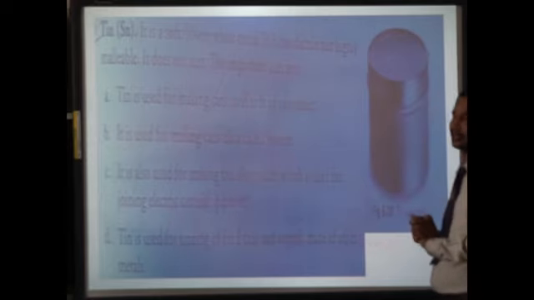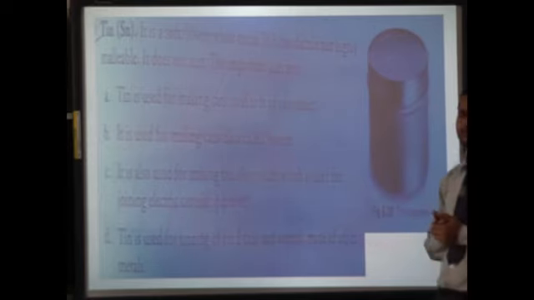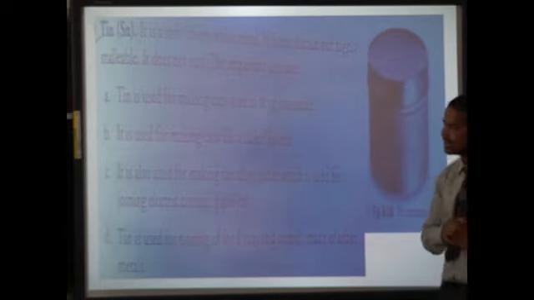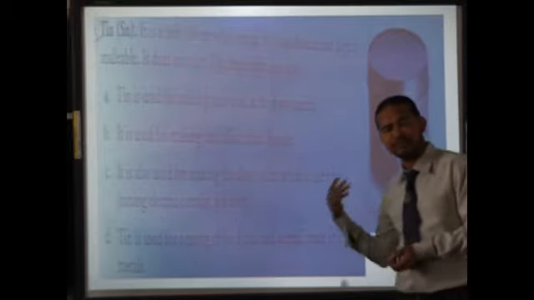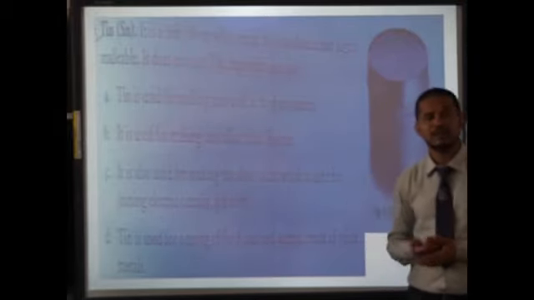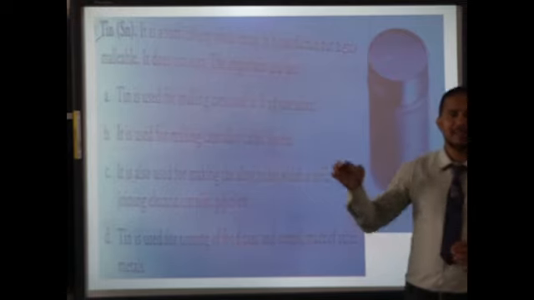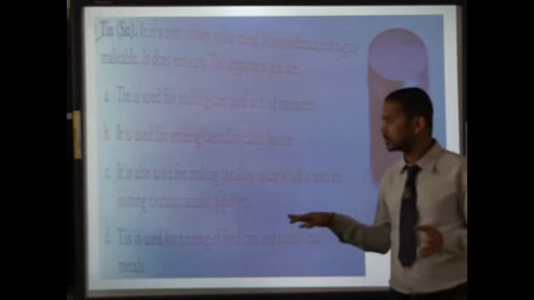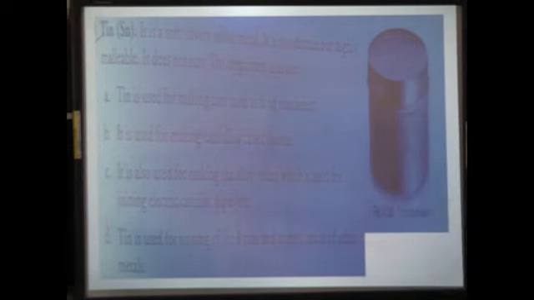Then tin is used for making an alloy called bronze. Bronze is an alloy of copper and tin. It is also used for making the alloy solder, which is used for joining electric circuits, pipes, etc. Just before this, when I was talking about the uses of lead, I said that the alloy of lead and tin, that is solder, is used in joining electric circuits.